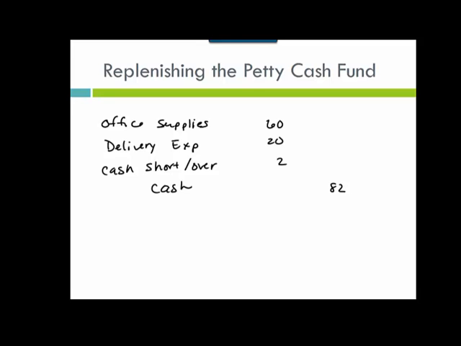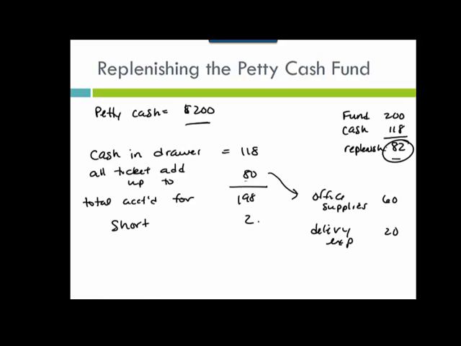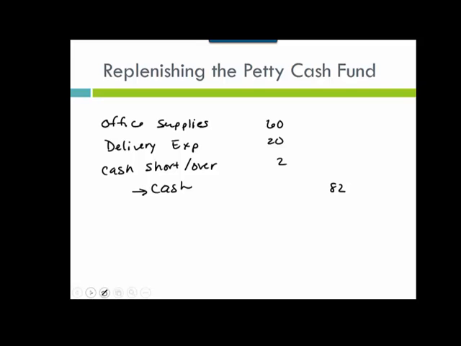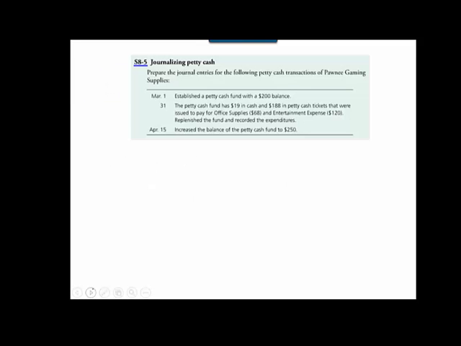But keep in mind here that this credit goes to cash, not petty cash, because I'm going to take $82 out of my checking account and put it back in this petty cash fund in this physical drawer, so that it's back up to $200 to start the next month. So that's why it's coming out of cash, not petty cash. And so that's why I always figure out this first, and then I record my actual expenses, and the difference goes to cash short and over.